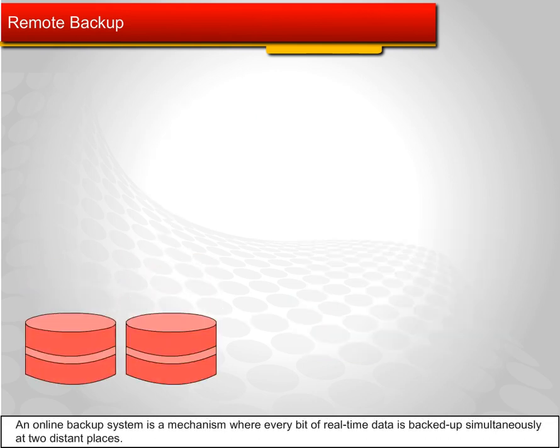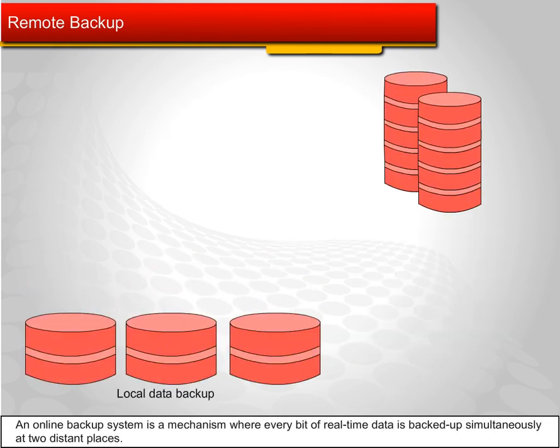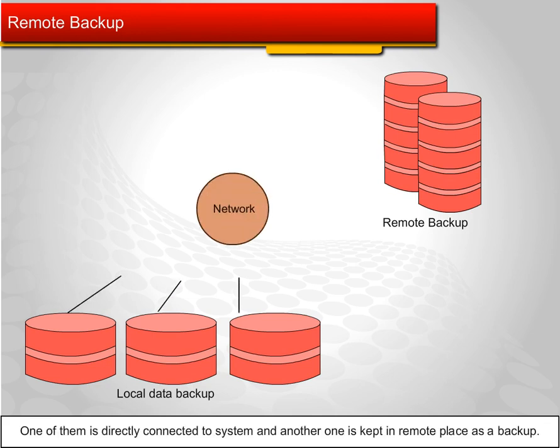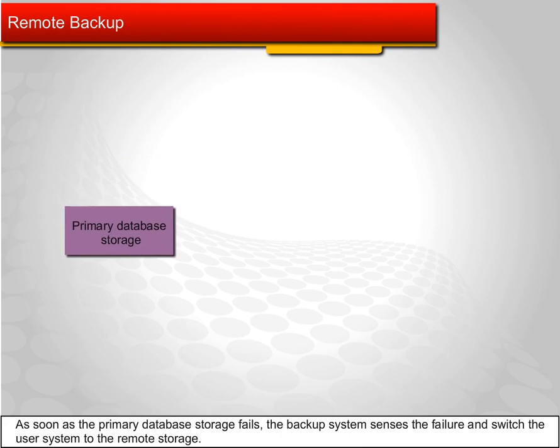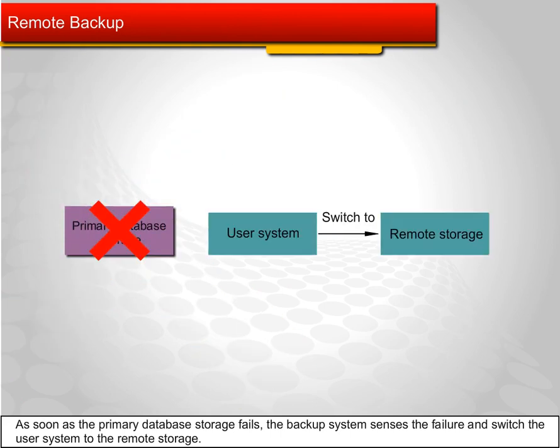An online backup system is a mechanism where every bit of real-time data is backed up simultaneously at 2 distant places. One of them is directly connected to the system and another one is kept in a remote place as a backup. As soon as the primary database storage fails, the backup system senses the failure and switches the user system to the remote storage.